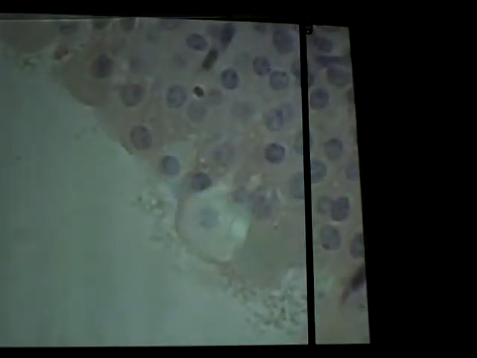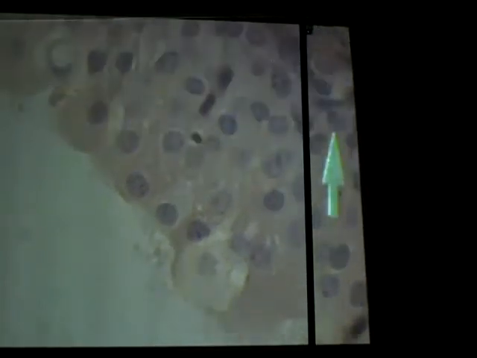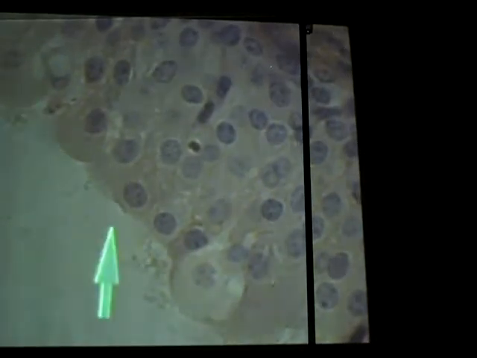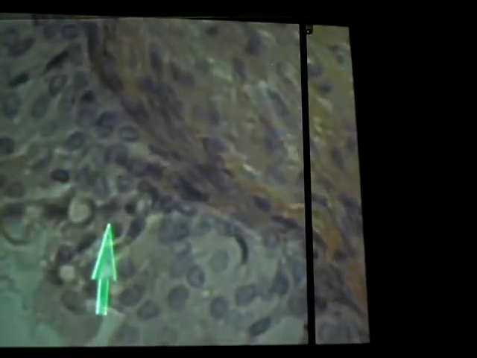Notice you see the difference. You see your stratified epithelium, and you have these large balloon-shaped cells at the top. That's characteristic of your transitional epithelium. I have another slide of the kidney here. This one showed the thin loops of Henle.